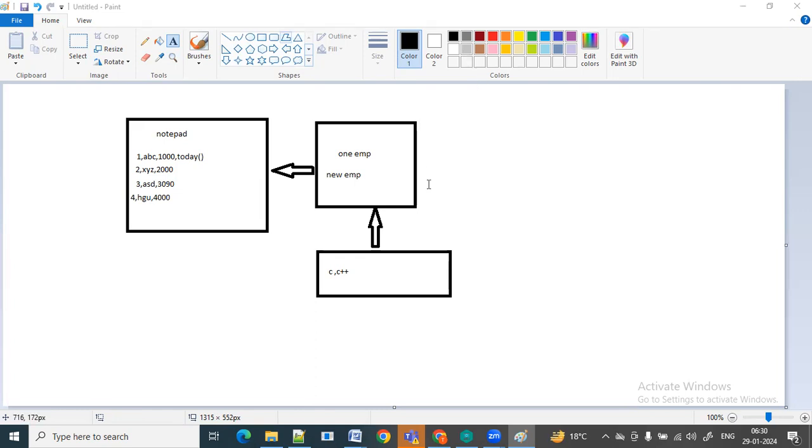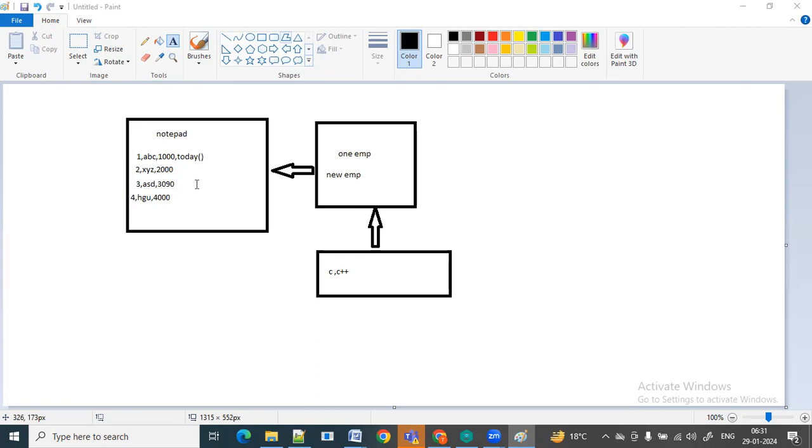Now I just started hiring another 300 people. So again, the same tool I'm using, where the tool was implemented with C and C++. Now, a new employee got entered into this tool and was stored in the notepad. Another new employee, the same, stored in the notepad.